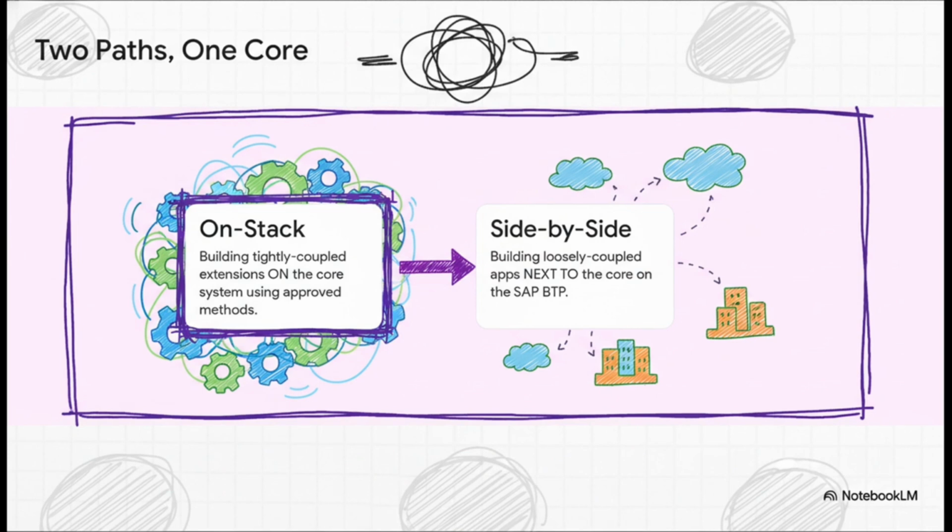So how do they actually pull off this decoupling? Well, there are two main ways to do it. First up, we've got on-stack extensibility. The best way to think about this is building on top of the core system. But, and this is key, you're only using pre-approved, stable tools that are guaranteed not to break during an update. Then you've got side-by-side extensibility. This is where you build totally separate apps that live next to the core on the SAP Business Technology Platform, or BTP. They just talk to the core from a safe distance.